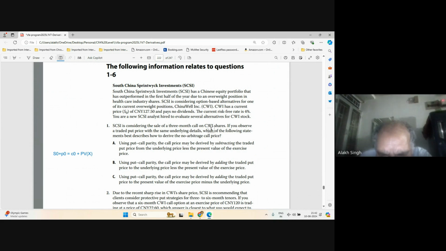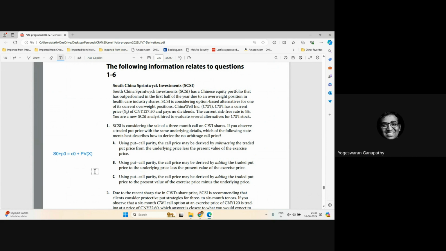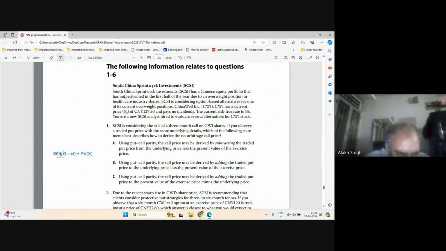What is it telling? If you observe a traded put price with this underlying detail, which of the four? So we know P0. B is the answer. P0 is equal to S0 minus C0 minus PVX. So the call price can be derived, so we have to find C0. C0 is equal to S0 plus P0 minus PVX.